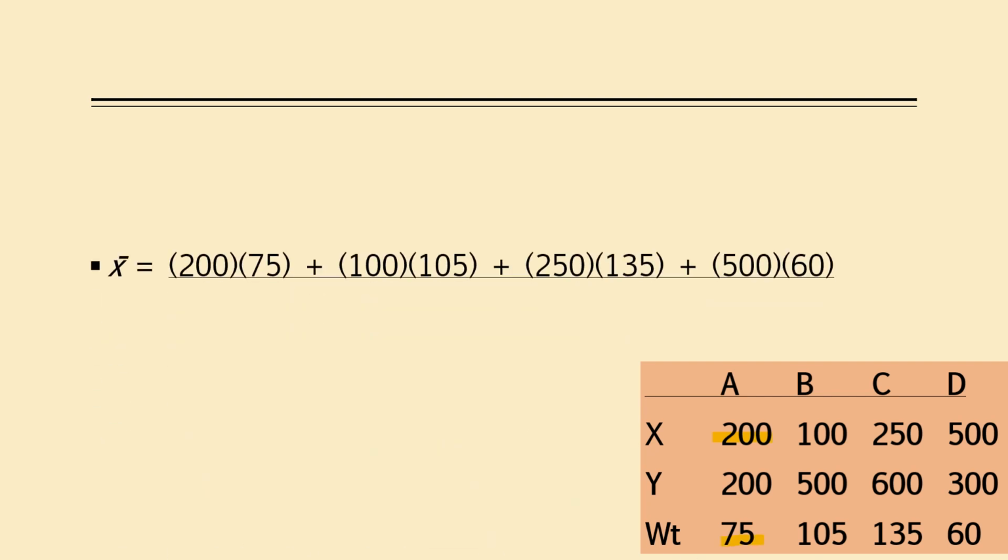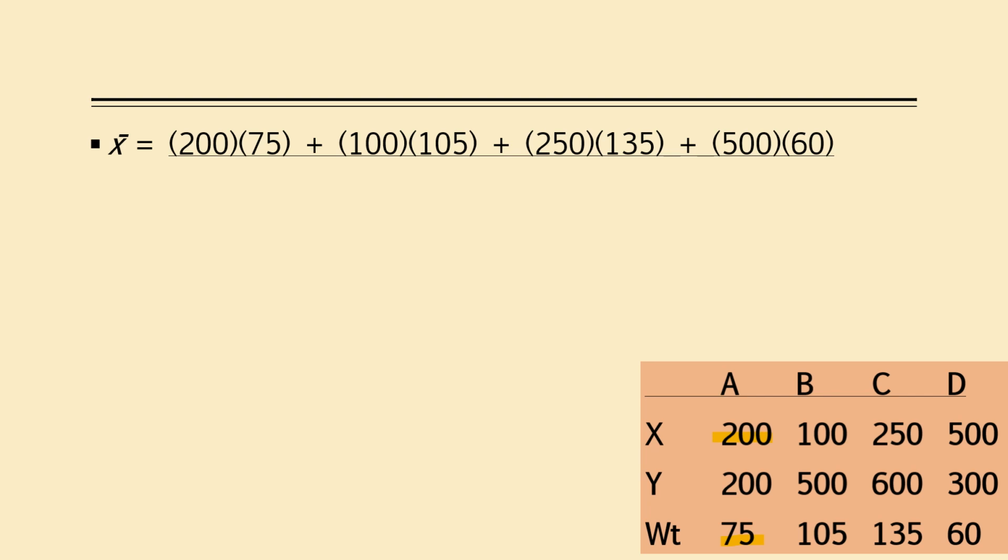To obtain the x coordinate, we are going to multiply the x value with its weight. So 200 times 75, 100 times 105, 250 times 135, plus the final 500 times 60. Then we have to divide it by the total weights, that is 75, 105, 135 and 60. So we obtain the x coordinate as 238.